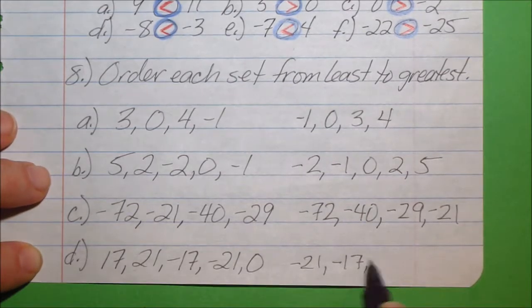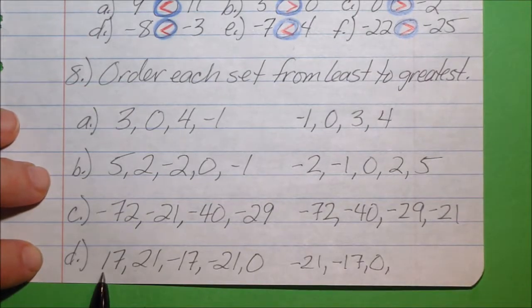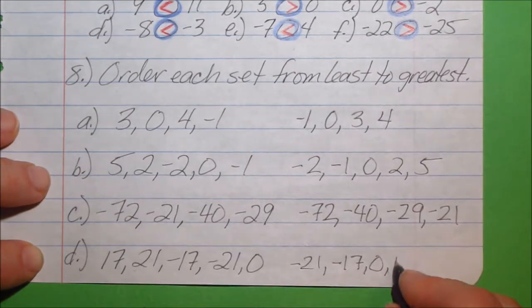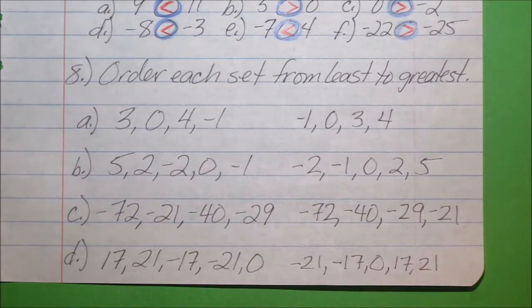Then -17, and I have a 0, so that goes next. Then looking at my positive numbers, I have 17 and 21. So 17 comes before 21, and now they are all in order. All right, so that's your practice problems for lesson 4.1, 4.2.